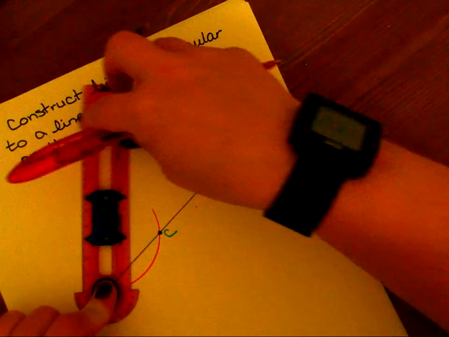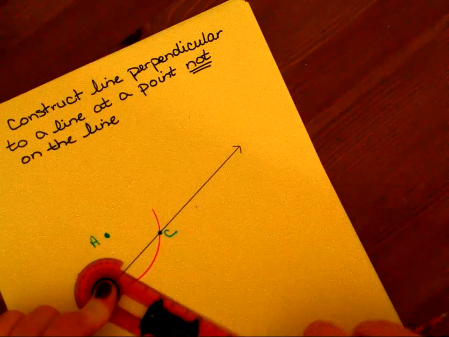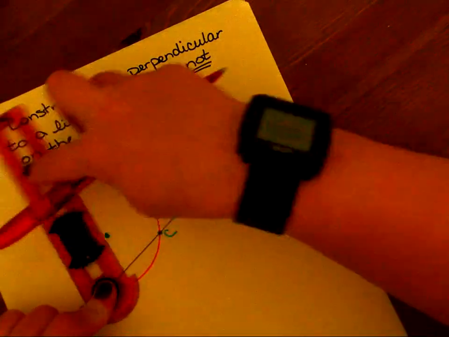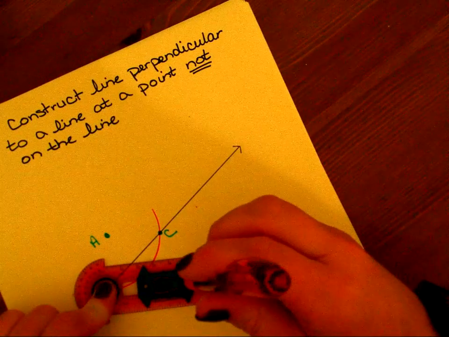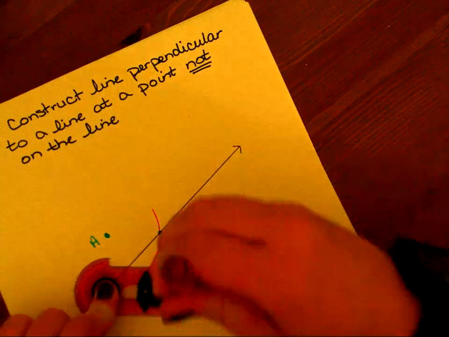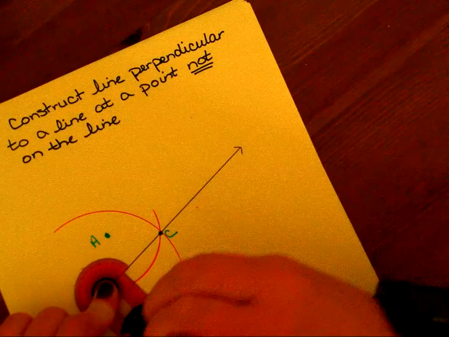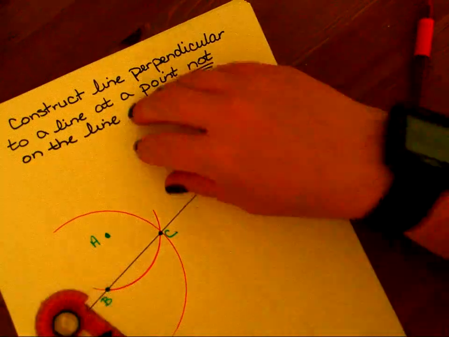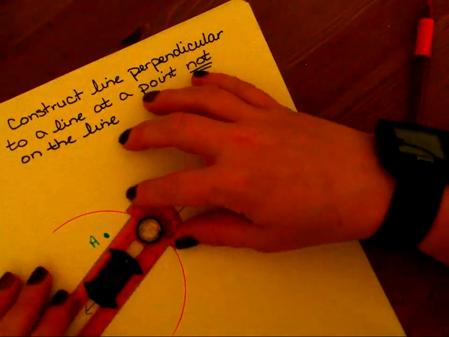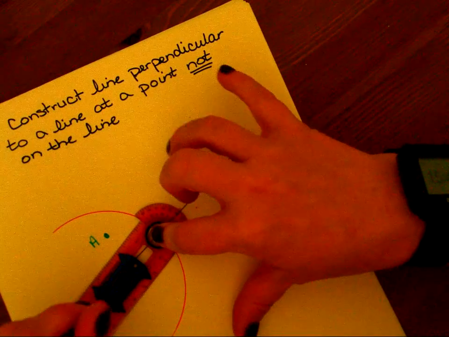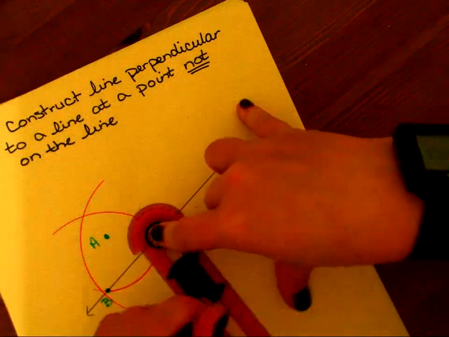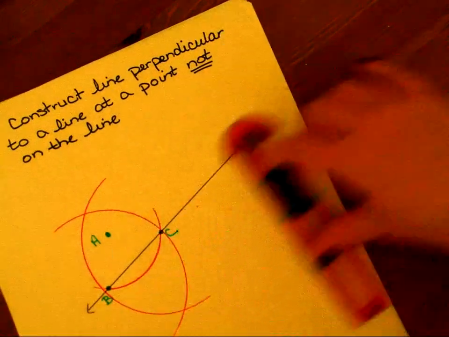So once again, making sure my compass tool will fit nicely just to make marks above and below. I'm going to use the outside hole here. I'm going to make swipes up and down. Moving my compass tool over to point C, lining it up. And again, using my outside hole, because that's what I used the first time, I'm going to make swipes up and down.